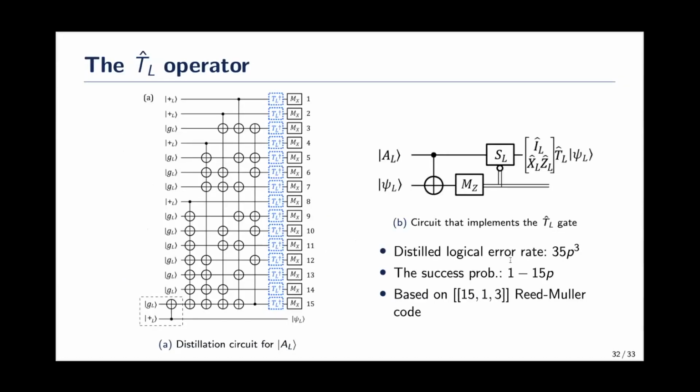And we can also implement the T operator similarly. So we implemented Pauli X and Z, CNOT, Hadamard, S, and T, so we can do quantum computing with the surface code.